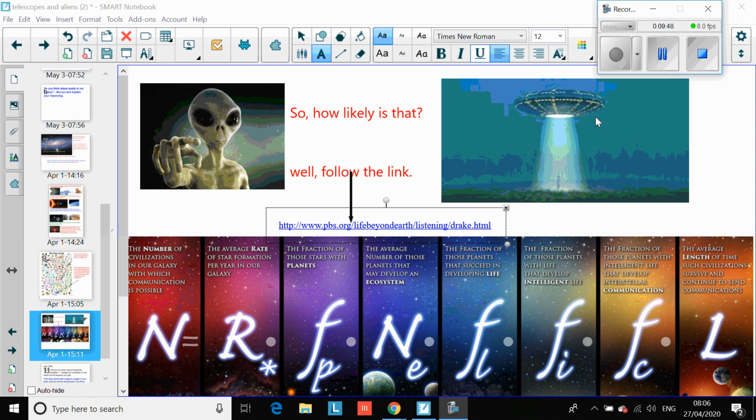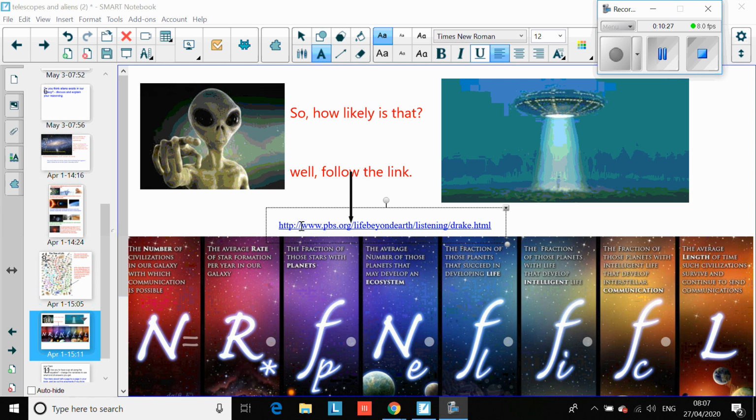Okay, so welcome back. So you got a very brief introduction into something called the Drake equation. Now, the problem with this is that it doesn't know what any of these numbers actually are. So N is the number of alien life civilizations that could be out there. But it doesn't know what R actually is. It doesn't know what fp is. It doesn't know what ne is. So what we're going to do is we're going to do a little experiment. We're going to try and play around with these numbers using this website here. And we're going to work out what the possibility of alien life is.